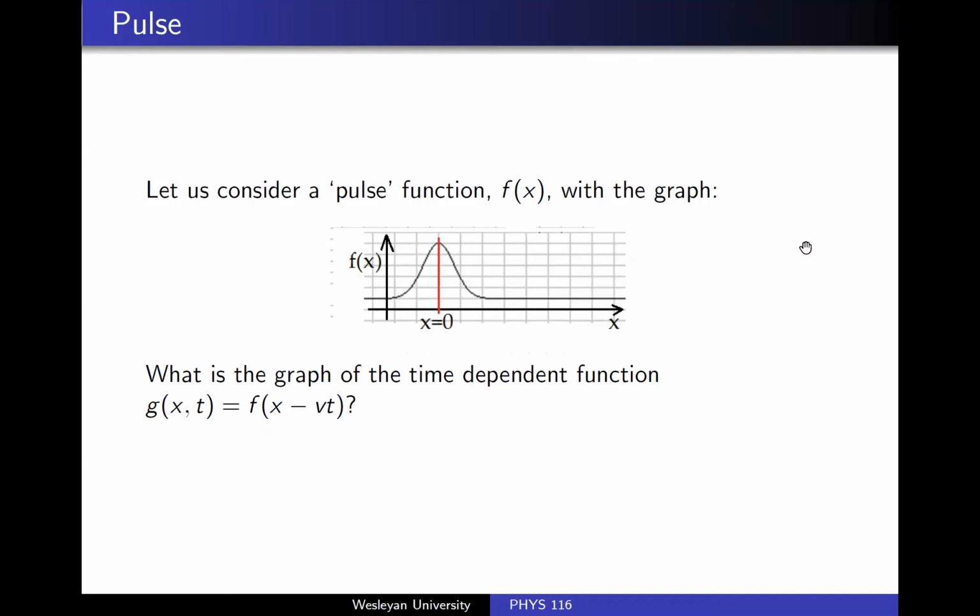Let's consider a pulse function as a function where you have f of x, and at x equals 0, the function peaks and it falls off on either side. If we replace x with x minus vt, we get a new function, which we're calling g, which is a function of both x and time.